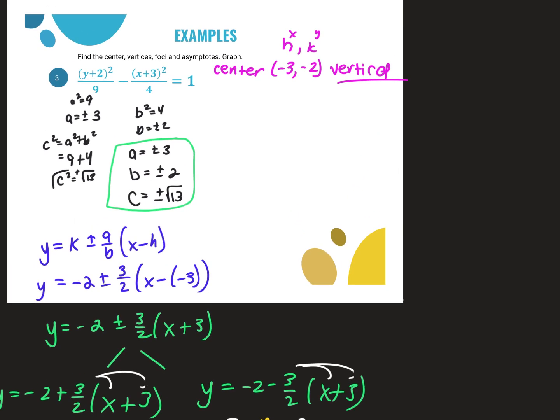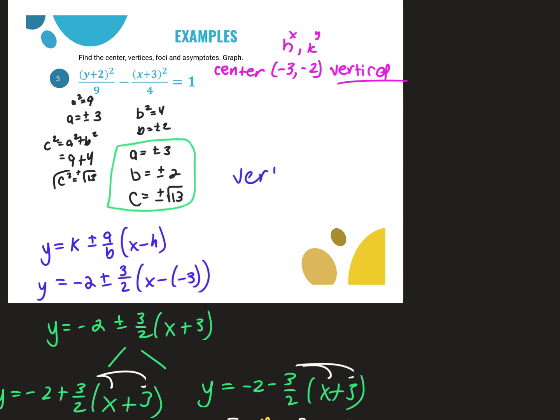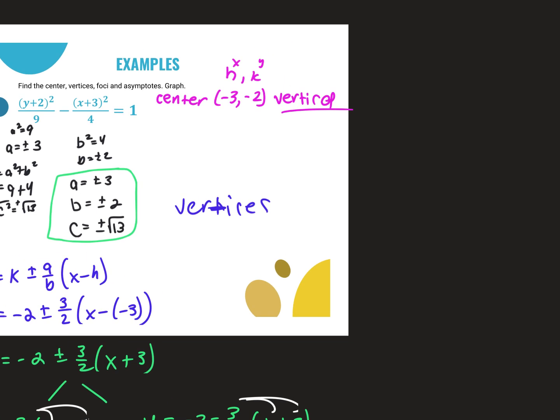Let's go back and find our vertices. Again, how do we find vertices? What value is that? It's our A. We're going to take our center, negative 3, negative 2, and I'm going to take my A value, and where am I adding the A value? To the Y. So I'm going to plus and minus what? 2, right? So I have a vertex at negative 3, comma what? Negative 3, negative 5, and negative 3, 1.